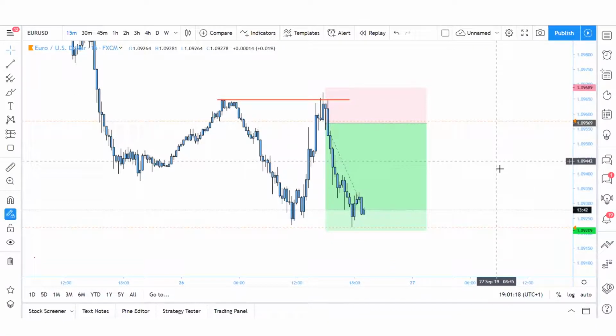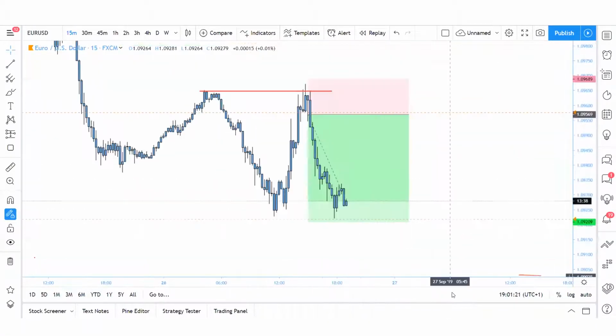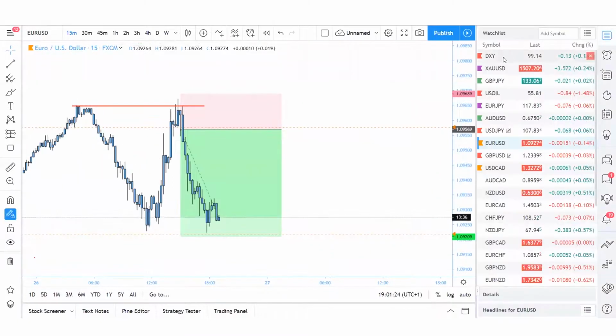So we'll move this to the side. Oh, no, we won't. We'll move this back to the side. We'll go to a different chart.